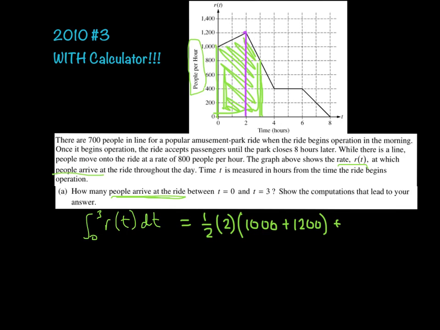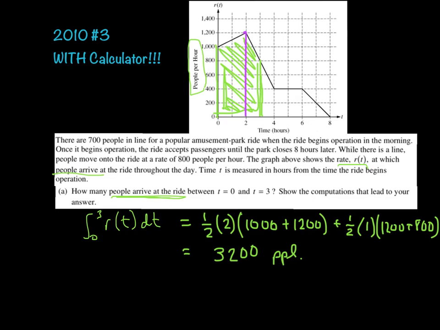Now I have this other trapezoid from 2 to 3. So 1/2, this time my height is only 1 because it's just from 2 to 3, and my 2 bases are 1,200 and 800. So 1,200 plus 800. I am allowed to use a calculator, so we can go ahead and enter that in and get an answer. Okay, and I get an answer of 3,200 people. So 3,200 people arrive between t equals 0 and t equals 3.